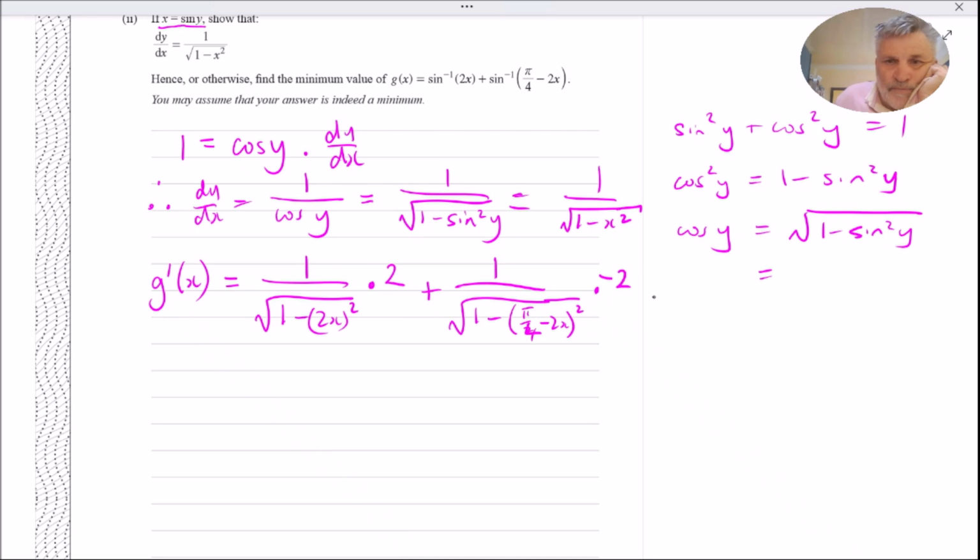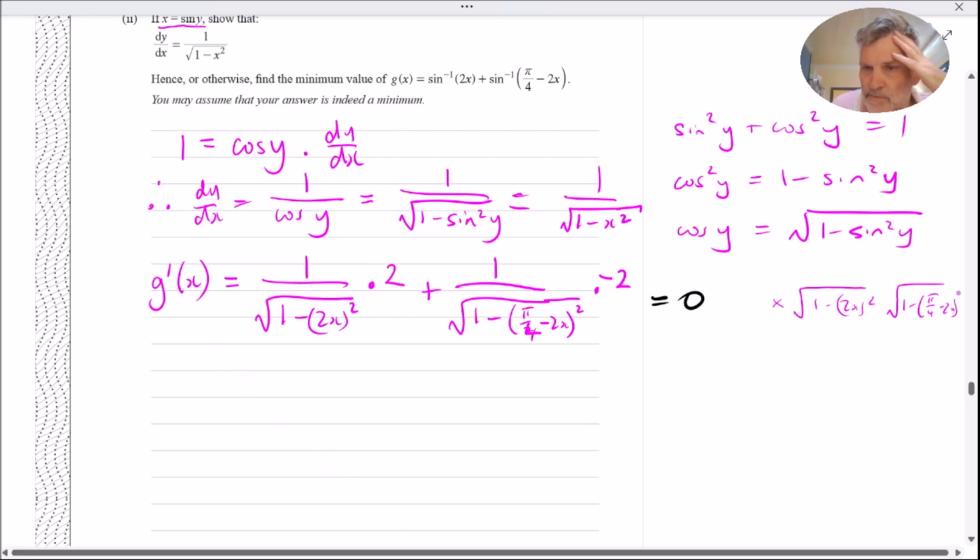And to find a minimum, we need to set this to 0. The question says you can assume that the answer gets the minimum, so we don't have to check that it's minimum or maximum, or maybe a point of inflection. A way to solve this from here is if we just multiply through by both of these square roots. And multiply through by 1 minus pi over 4 minus 2x squared. Multiply through by both of those.